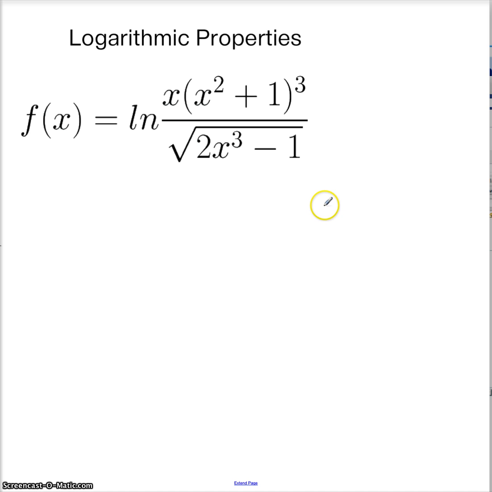Now, let's look at this right here. This is kind of complicated. I can say u is this whole mess and do the derivative, but that's kind of ugly. What if we cheat a little bit and expand this? Now, hint, we could have done this before. Let me write f of x as the natural log of x plus 3 times the natural log of x squared plus 1 minus 1/2 times the natural log of 2x cubed minus 1.